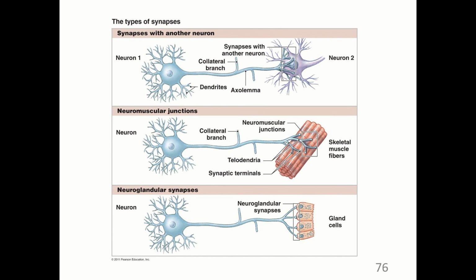This illustration shows the 3 types of synapses. Neuron 1 synapsing to neuron 2, so that's a neuronal connection. Here is a neuron synapsing with a muscle, so that's a neuromuscular junction. And then we have a neuron synapsing with a gland, so that's a neuroglandular junction.